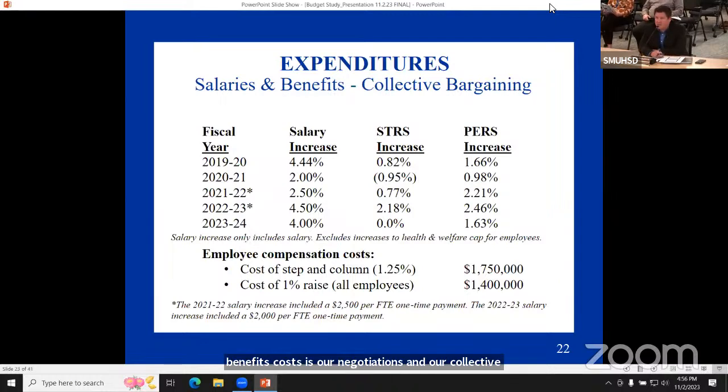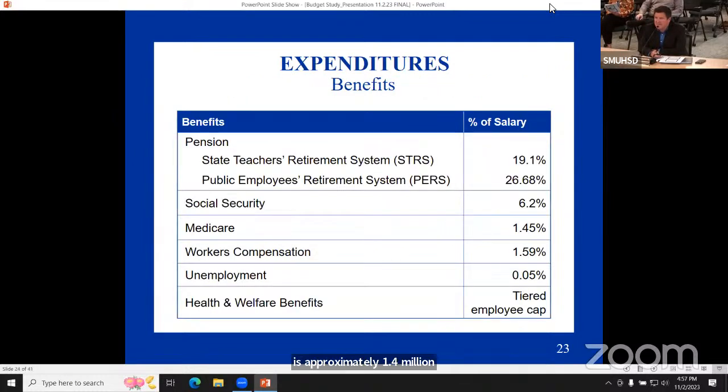This slide includes the last 5 years of the salary increases, as well as, and I'll get into it in a little bit, the increases to the state pension contributions. Just to hit really quickly, the cost of 1% to all groups is approximately $1.4 million. In terms of benefits, I noted that there's two groups, one that are based on the percentage of salary.